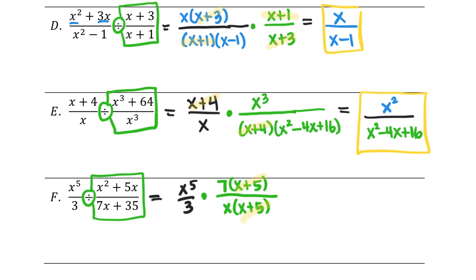Okay, in the numerator, I still have a 7. For the x's, I have x to the fifth over x, so I can cancel this x out. If I cancel the x out, then this is going to go down to x to the fourth. Okay, and then in the denominator now, the only thing left I have is the 3. So that's my final answer.